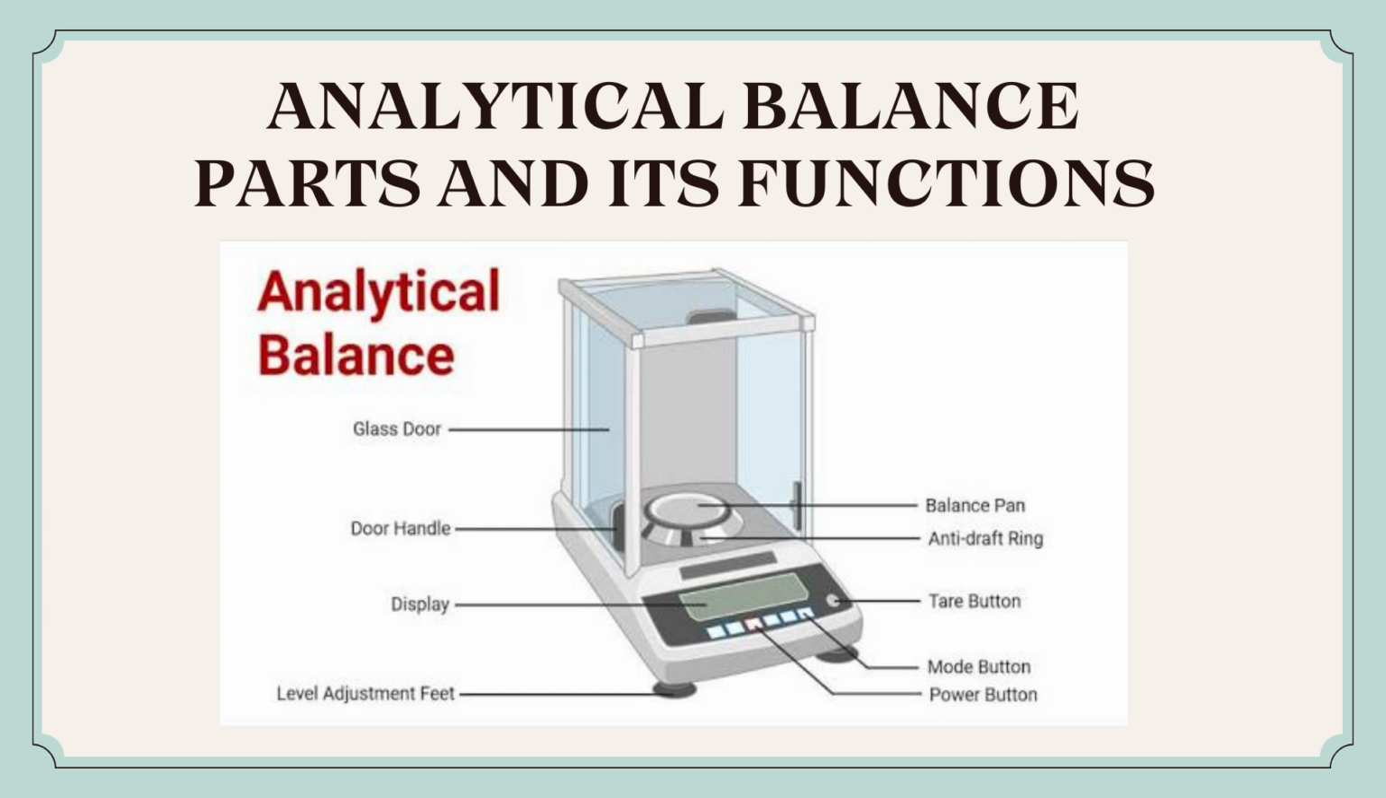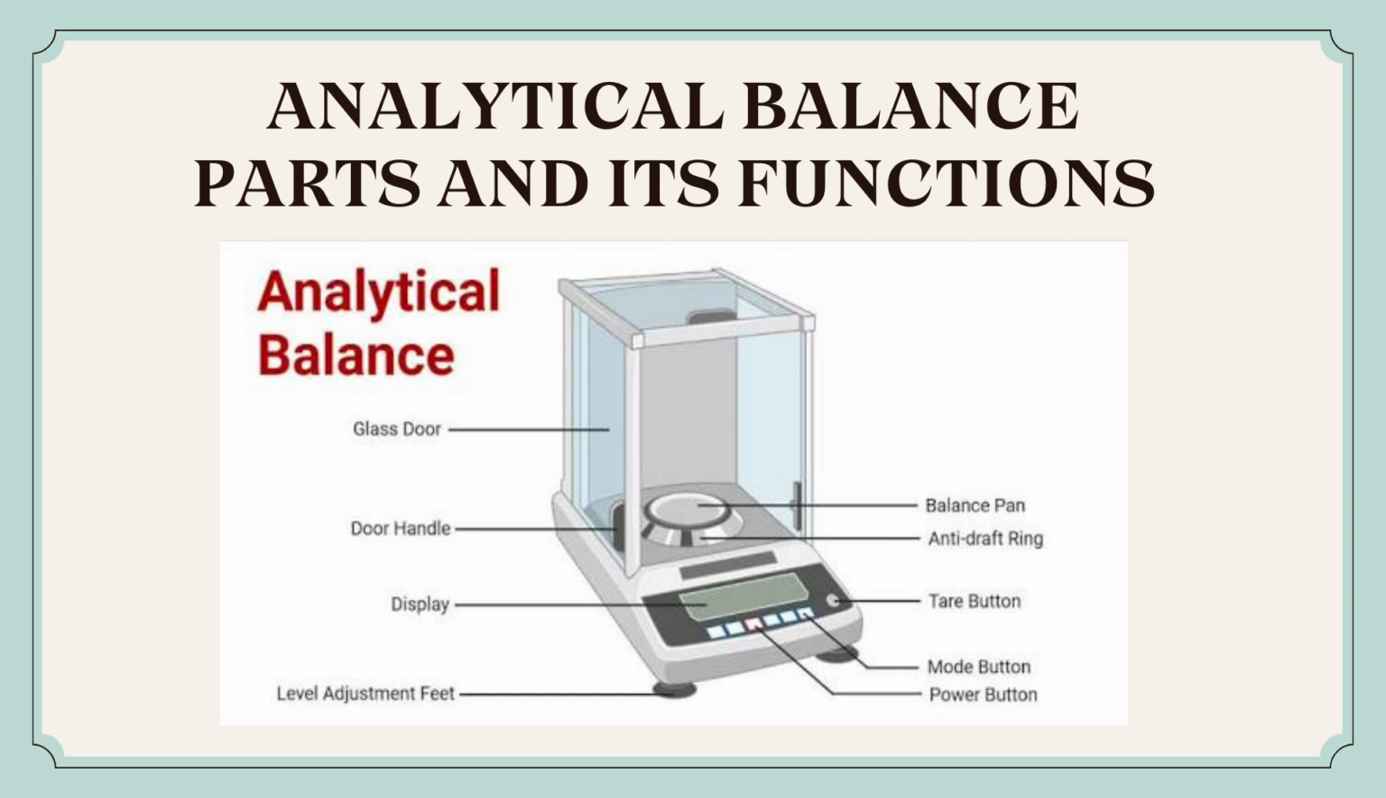Fourth, the anti-draft ring. The anti-draft ring surrounds the balance pan to further minimize the effects of air currents on the weighing process, ensuring stable and precise readings. Fifth, the display. The display shows weight, measurement, and other relevant information, such as the selected mode and any error messages. Sixth, the tare button. The tare button is used to zero the balance, subtracting the weight of any container or previous sample to measure only the mass of the current sample.